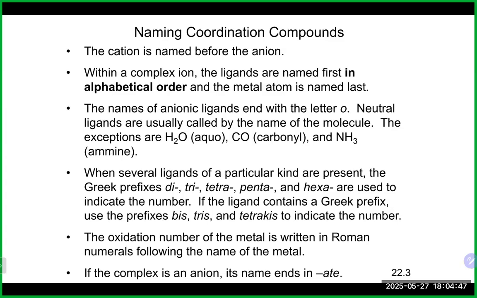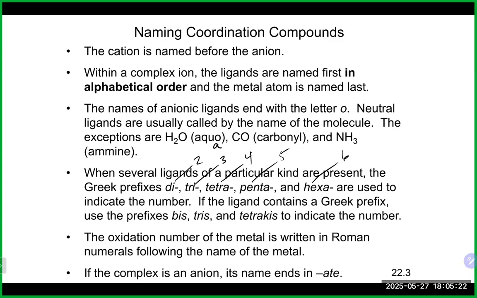Now, some anionic ligands end with the letter O. Neutral ones are usually called by their name. And there are some exceptions. Water is aqua, or depending on your book, people roll with aquo as well. CO is carbonyl, NH3 is ammine. Now, when there are several ligands of the same type within the complex ion, as I was just mentioning, we do use prefixes with the names. Again, di meaning 2, tri 3, tetra 4, penta 5, hexa 6.